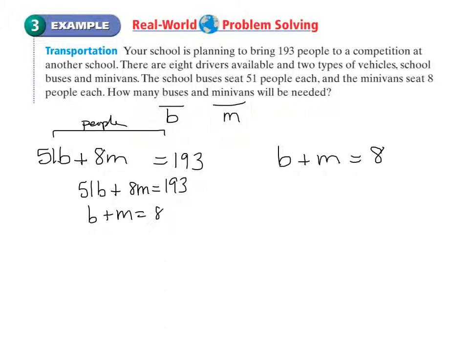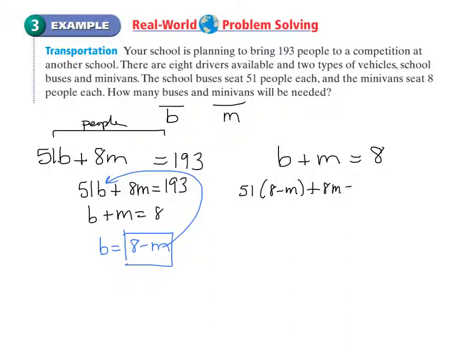Okay, here we go. Solve it. I'm going to solve the bottom equation for b. You could also solve it for m. It's okay. So I'm going to get b by itself, and that gives me 8 minus m, or negative m plus 8. I'm going to take this and plug it into this equation for b. That gives me 51 times (8 minus m) plus 8m equals 193.